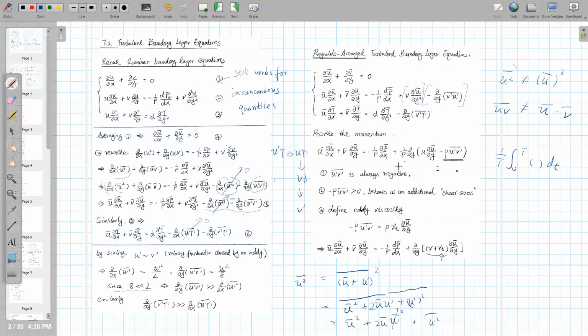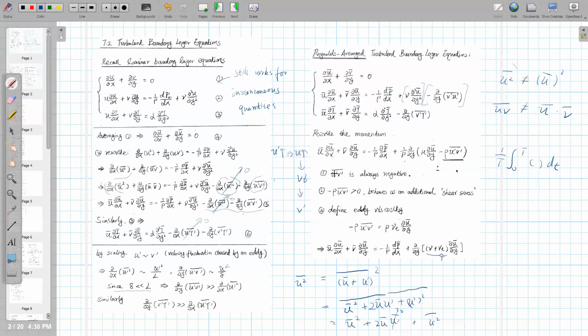If the sign of U prime V prime bar becomes positive, then you won't be able to do that, because in that case this will not be an additional diffusivity term, it will become a destruction term. This is one way.